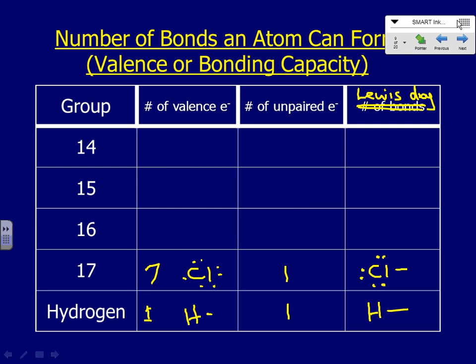Group 16, valence electrons? Just spit it out. 6. What should I use as an example? You guys pick. Sulfur. That's a good one. Sulfur. 1, 2, 3, 4, 5, 6. How many unpaired electrons? 2, which means it can form 2 bonds. And so when you see sulfur, it's going to look like this. All right? 2 bonds and 2 lone pairs. But it could also look like this.